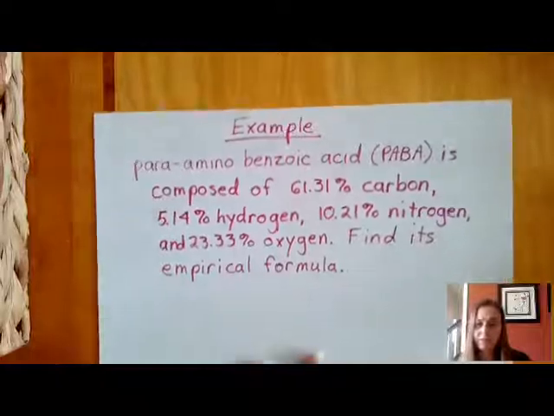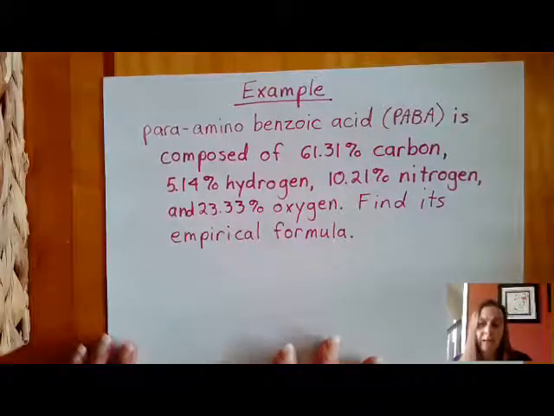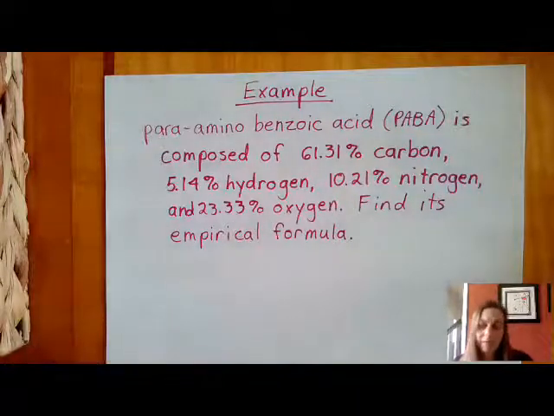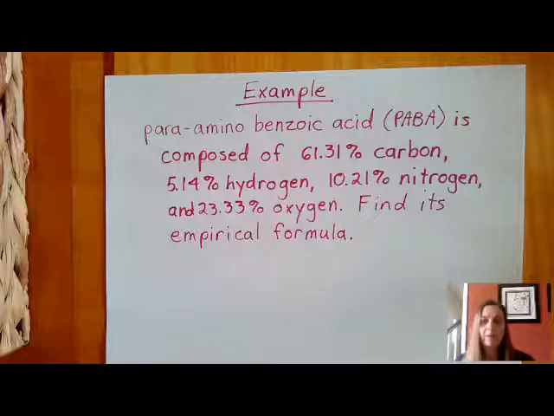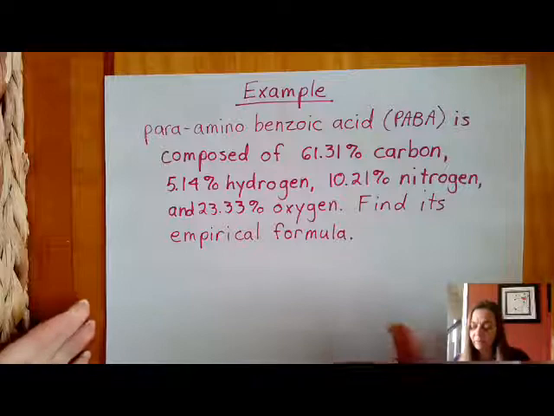So here's our example. We have this compound with this crazy name, para-aminobenzoic acid, which is frequently abbreviated PABA, and you might be familiar with that as an ingredient in your sunscreen. Para-aminobenzoic acid is composed of 61.31% carbon, 5.14% hydrogen, 10.21% nitrogen, and 23.33% oxygen. And we're being asked to find its empirical formula. So we're given percent composition, and we're asked to find empirical formula.